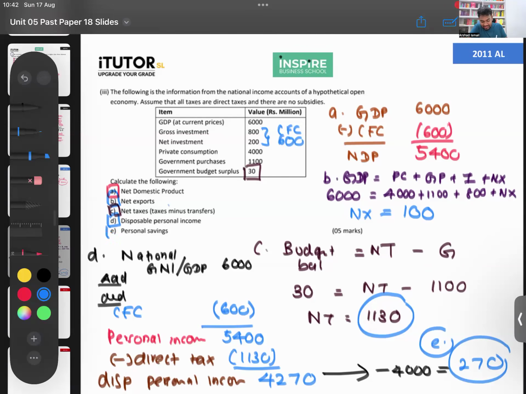270 personal savings. This is a nice, interesting question. And I'm happy that they're only giving you 5 marks, 2 marks each. These are small things I want you all to learn. It's a good question.